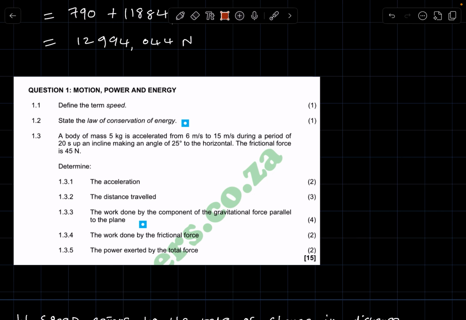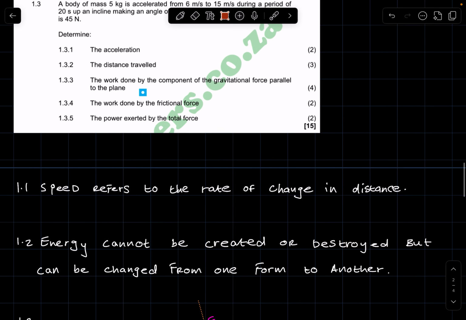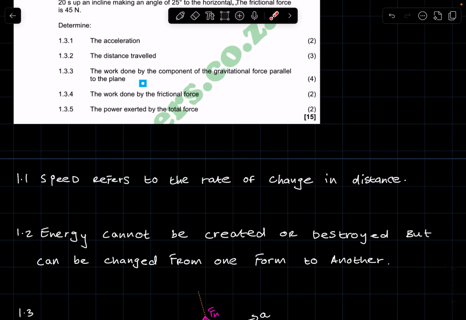Alright, so we are going to look at another problem based on Newton's laws of motion in conjunction with work done, power and energy. Let's consider this question. Question 1.1, determine the term speed. Speed can be defined as the rate of change in distance.